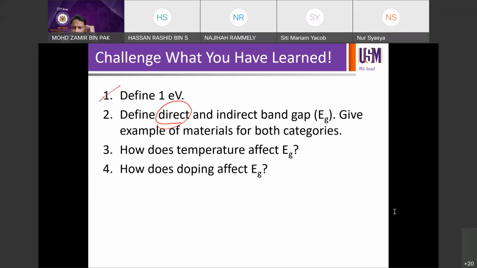Let me see if there is another page. Same value of K in the energy band gap. Okay, indirect have different value of K. Momentum. Okay, but then what do you miss here? Yes, it's about the value of K. You have the same value of K for direct band gap and different value of K for indirect band gap.